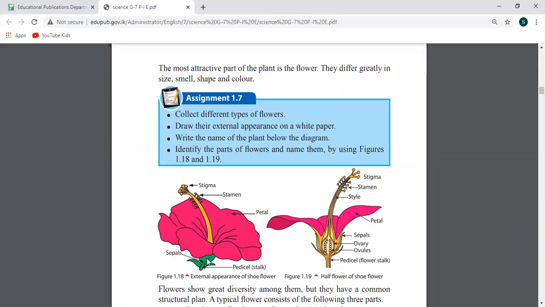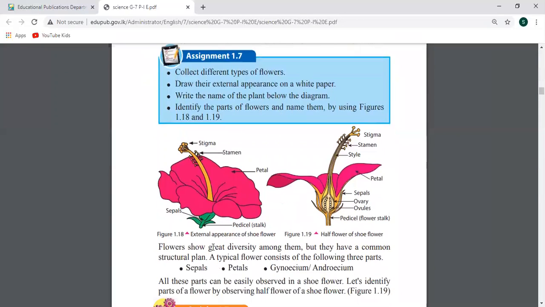Petal is the female part. Sepal, this sepal is the green colored thing. It's like a leaf. Its function is to protect the ovary. And the stalk holds the flower.